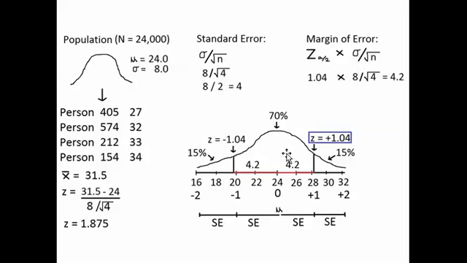Now that we understand what this 70% margin of error is telling us, let's move on to calculating a different margin of error. Let's calculate the 90% margin of error. If we want to calculate the 90% margin of error, we would need to go back to the table and find the correct confidence coefficient to use. If we went to that table, it would tell us to use 1.645 as our confidence coefficient.